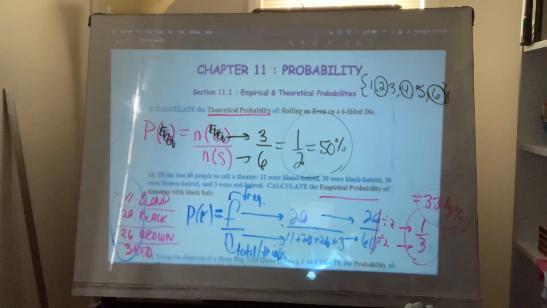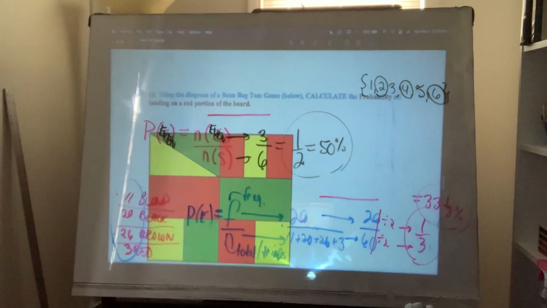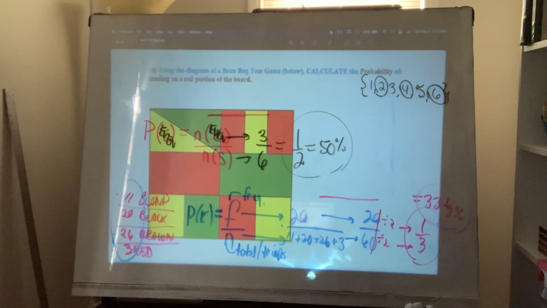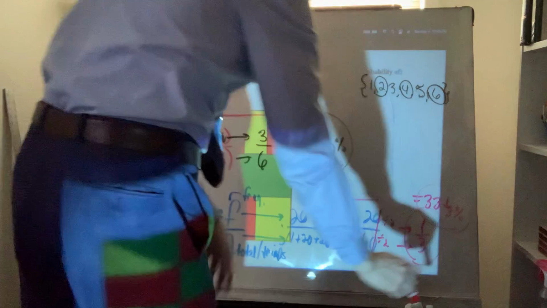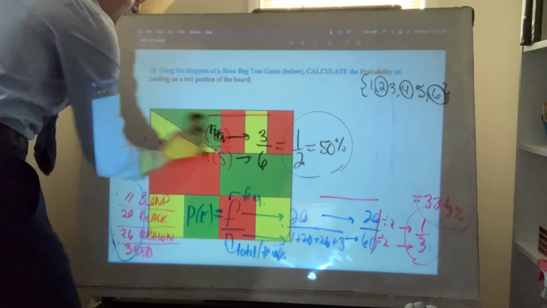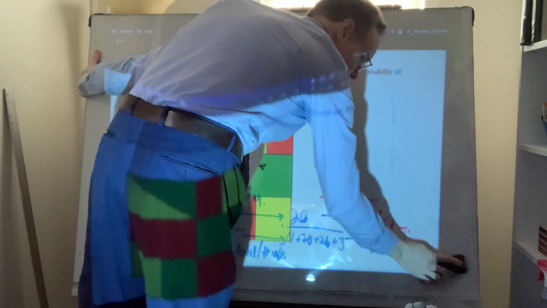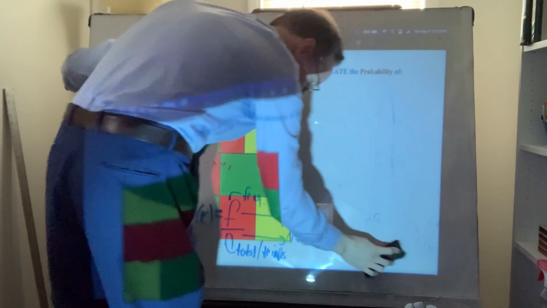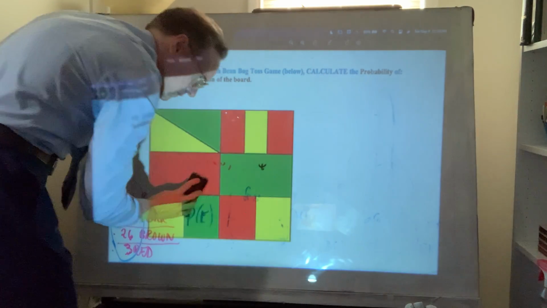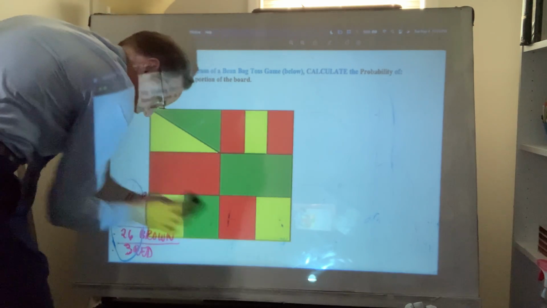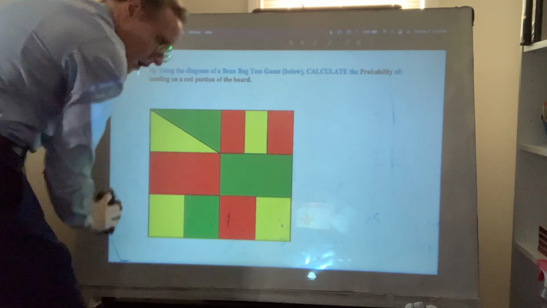Alright. Here's another that I stole, because I like this one. I did draw this diagram myself, though. I thought this was interesting. I do the homework assignments that I give you. Make sure everything goes according to plan, or at least as best I can.